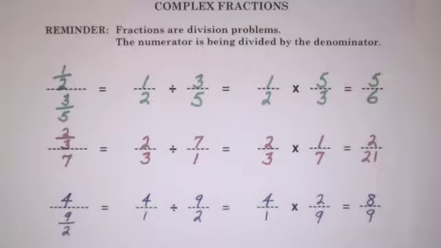Complex fractions are easy. Let me remind you that fractions are division problems. The numerator is being divided by the denominator. Let's look at this first complex fraction. I'm working horizontally. The first fraction is 1/2 divided by 3/5. So I write 1/2 divided by 3/5.